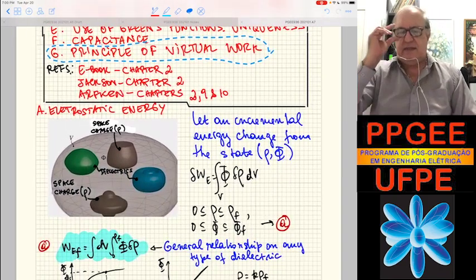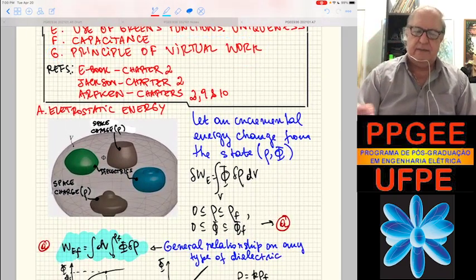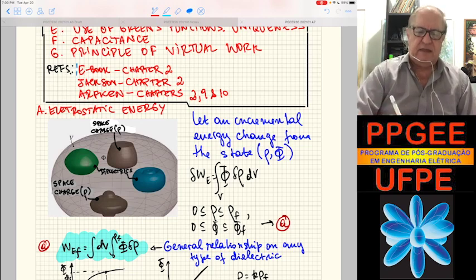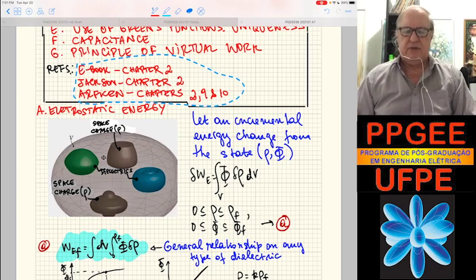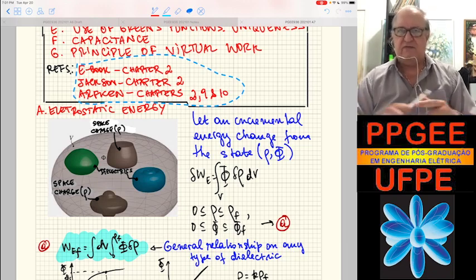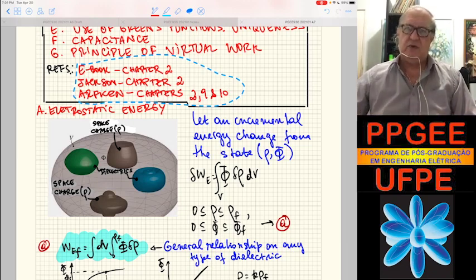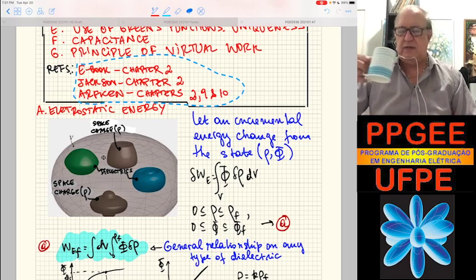Well, let's start with the first topic. Well, the references for this lecture are those here. The ebook on chapter 2, Jackson chapter 2, and chapters 2, 9, and 10. It talks about Green's functions, the formal solution of Poisson's equations.